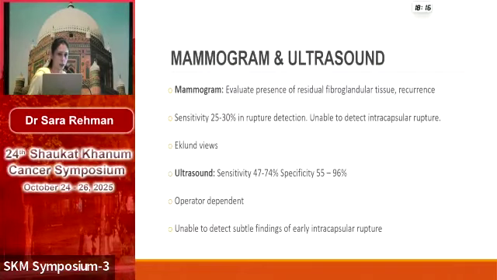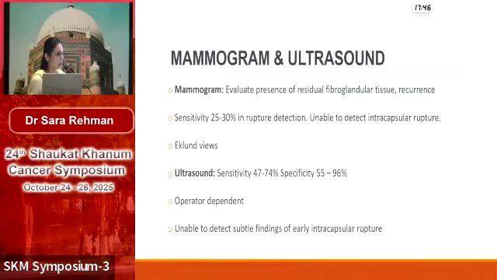Now, coming to the imaging modalities, mammogram and ultrasound are the modalities of initial evaluation. Mammogram has low sensitivity, but it can be used to evaluate for the presence of residual fibroglandular tissue or recurrence in case of implant reconstruction or flap reconstruction. Eklund views or implant displacement views are useful to increase image quality by increasing the amount of glandular tissue visualization. Ultrasound has higher sensitivity and specificity.